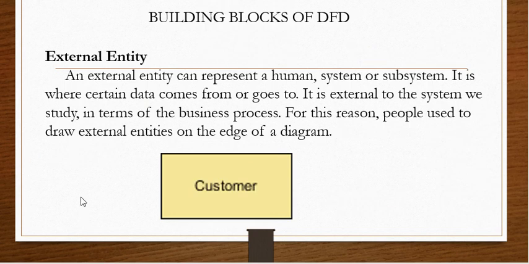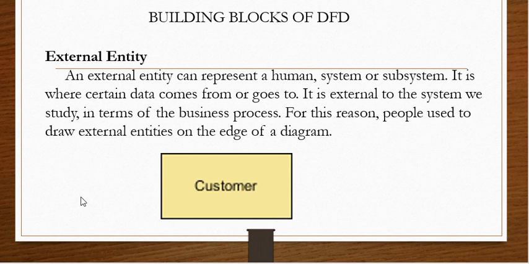Building blocks of DFD. An external entity can represent a human, a system, or subsystem. It is where certain data comes from or goes to. It is external to the system we study in terms of business processes. For this reason, people usually draw external entities on the edge of the diagram. One example of an external entity is the customer.